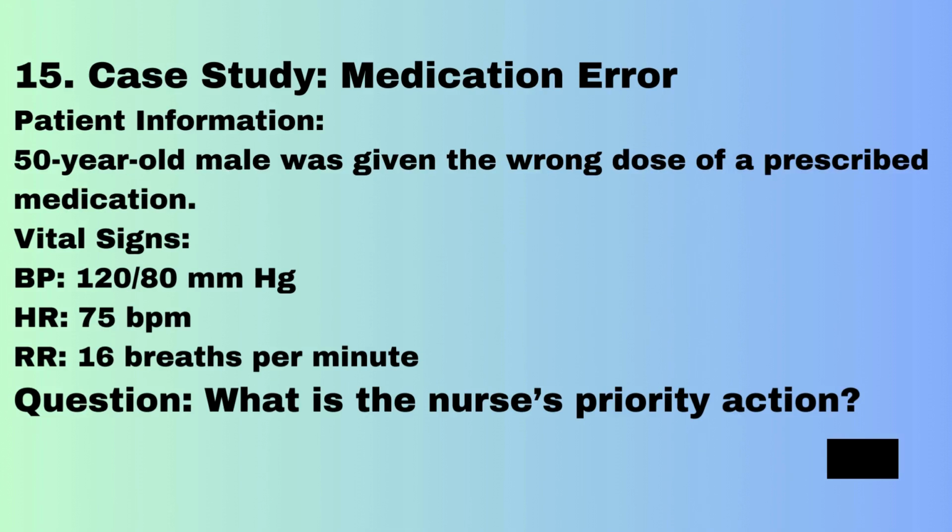Case study: medication error. Patient information. 50-year-old male was given the wrong dose of a prescribed medication. Vital signs: BP 120/80 mmHg, HR 75 BPM, 16 breaths per minute. Question: what is the nurse's priority action?